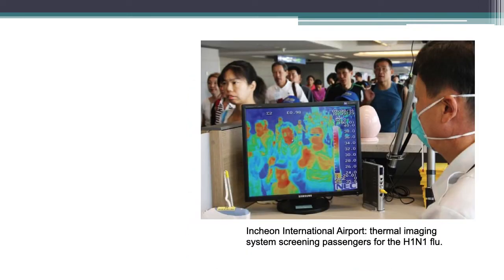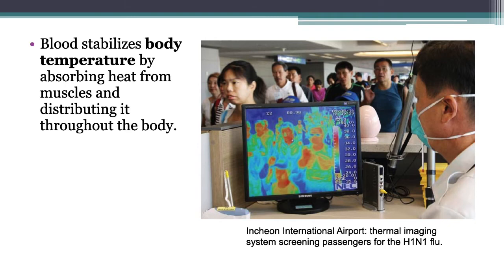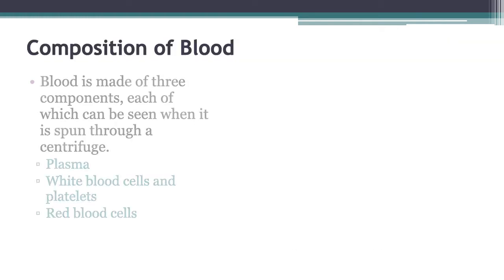This picture is actually really interesting because this is from the H1N1 flu, back in the early 2000s. So it's pretty pertinent right now. Blood stabilizes body temperature, absorbing heat from muscles and distributing it around the body. So with this thermal imaging, you can see that they're seeing the temperature in different locations around the body. And obviously people run at slightly different temperatures, but for most people, 98.6 is pretty standard. Composition of the blood.